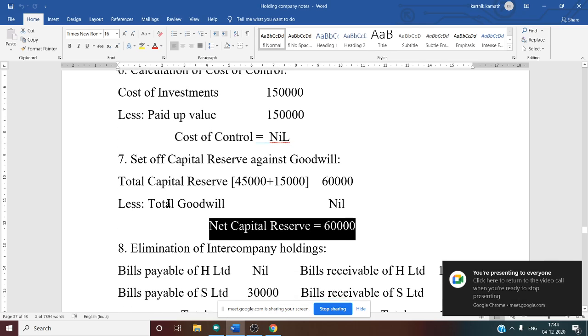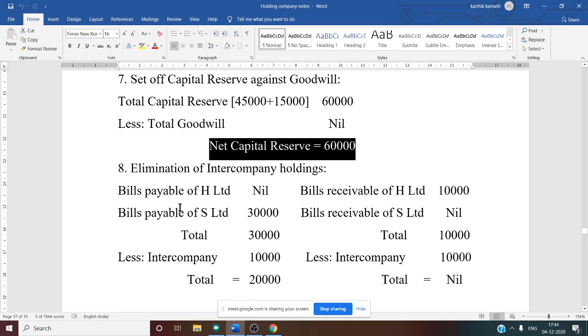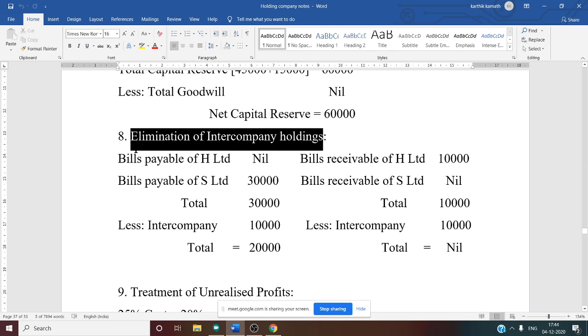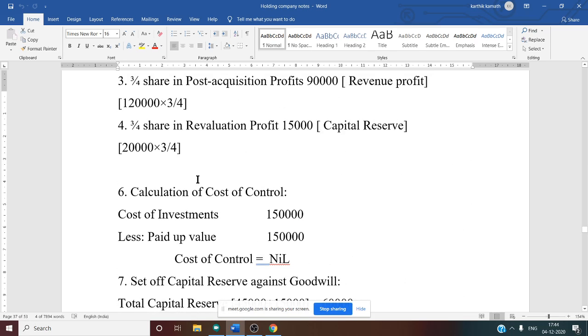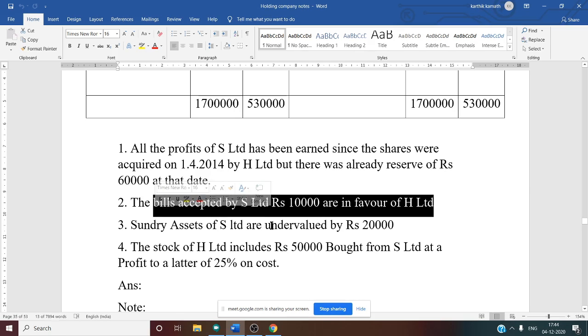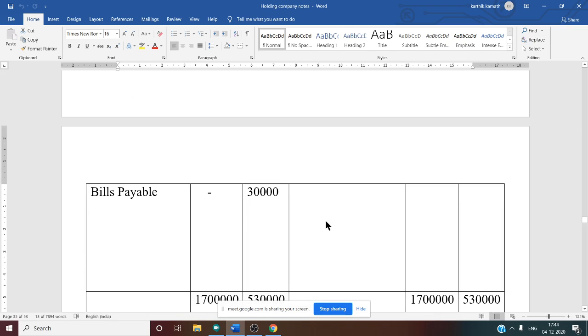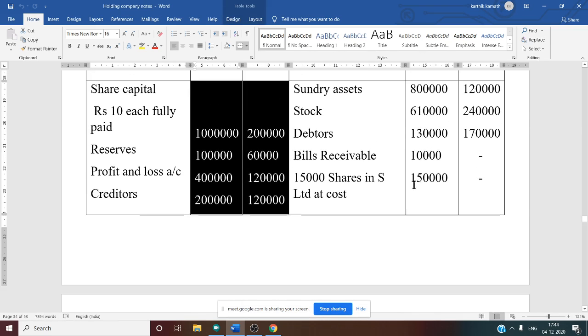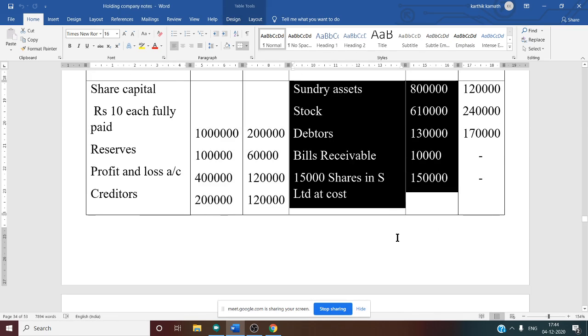After this, there is elimination of intercompany holding. So if you see intercompany holding, first we have to see the adjustment once again. So let us see the adjustment what they have given. See this. The bills accepted by Yes, rupees 10,000 are in favor of H. So Yes is going to pay to H. That is why what happens here? From bills payable you have to deduct 10,000 and from bills receivable also deduct 10,000.